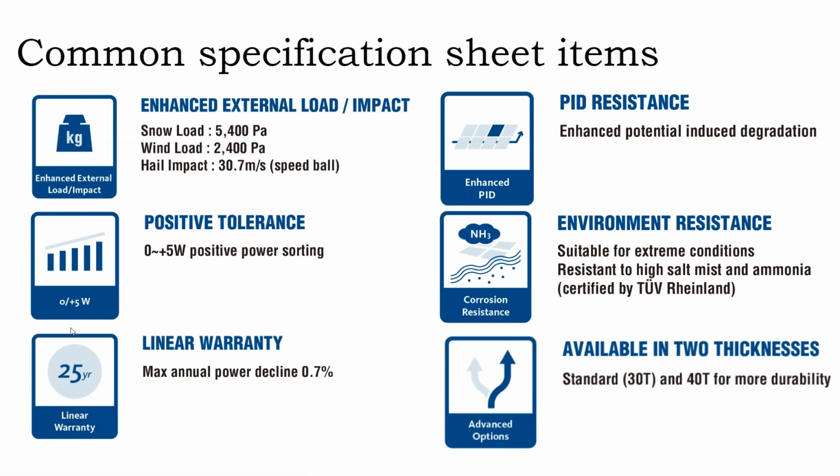So here's some other items on the spec sheet. We got the physical loading data. It says what our snow load rating is, what our wind load rating is, what our hail impact speed test is. And then a tolerance. Those power tolerances used to be way larger in the past than they are today.